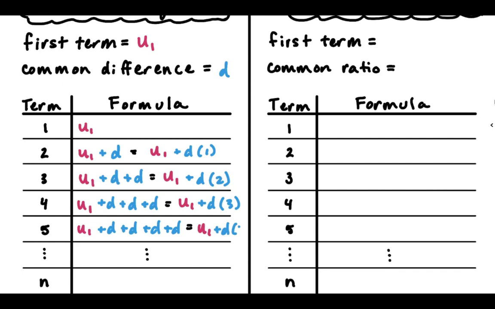Okay, so now let's look for a relationship between our term number, because we're supposed to be able to use the term number, and the number of times we're adding our common difference. Okay, when it's term 2, we add it one time. Term 3, we add it two times. Term 4, we add three times. Term 5, we add four times. So we can see here we're always adding the common difference one less time than the term number, right? It's term 5, 1 less than that is 4. Term 4, 1 less than that is 3. Okay, that's what we're going to use.